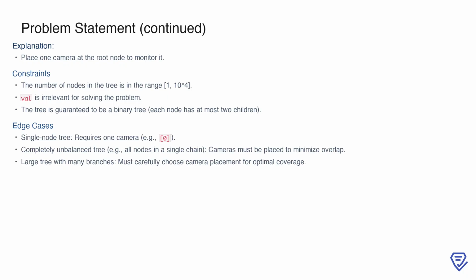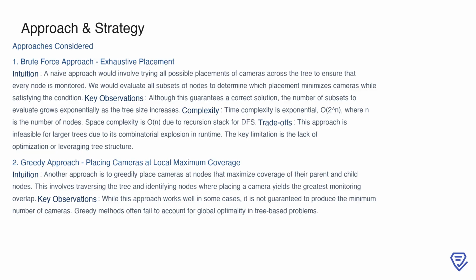For larger, more complex trees with multiple branches, we'll need to carefully determine the optimal placement of cameras to minimize overlap and maximize coverage. The goal at every step is to ensure all nodes are monitored using the smallest number of cameras possible. To address the problem of placing the minimum number of cameras in a binary tree while ensuring that every node is monitored, we first consider two potential approaches.